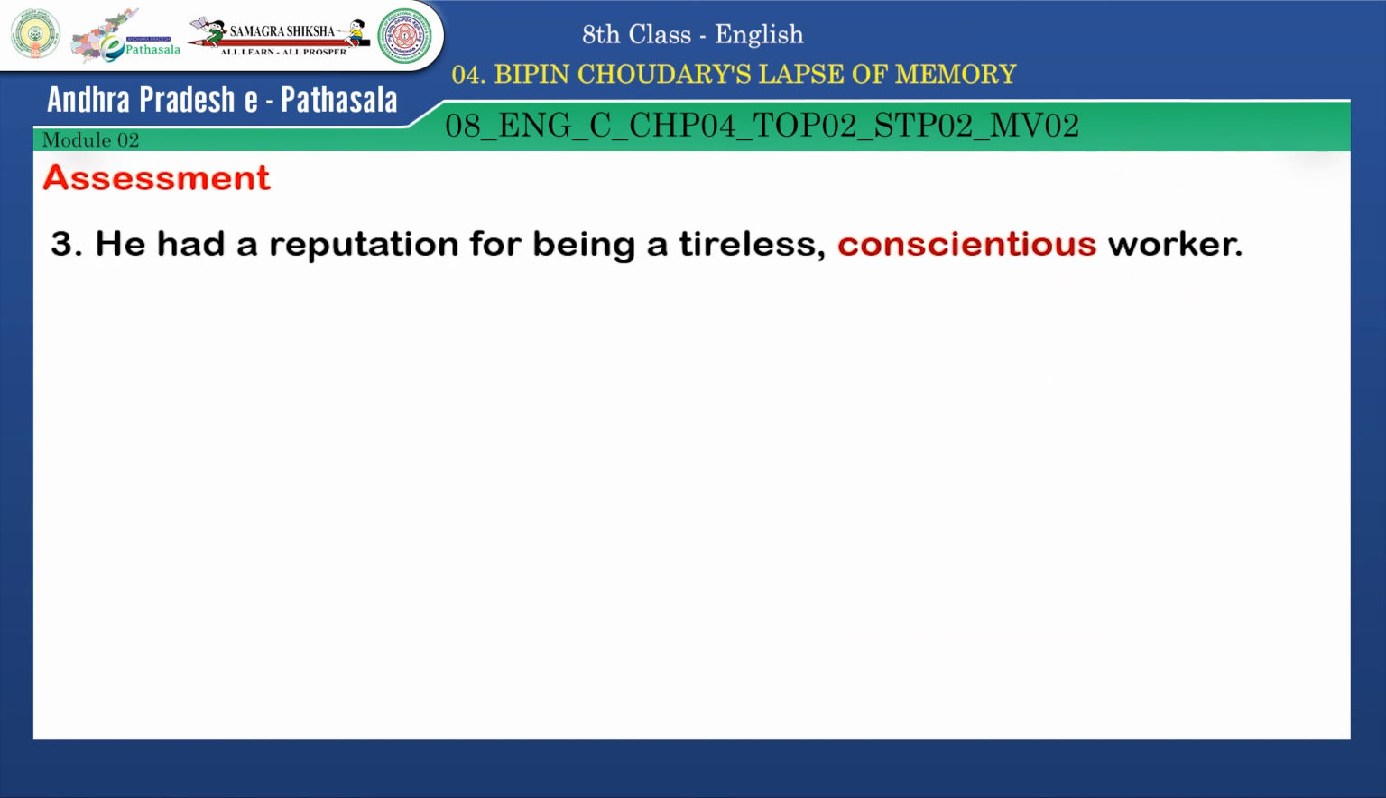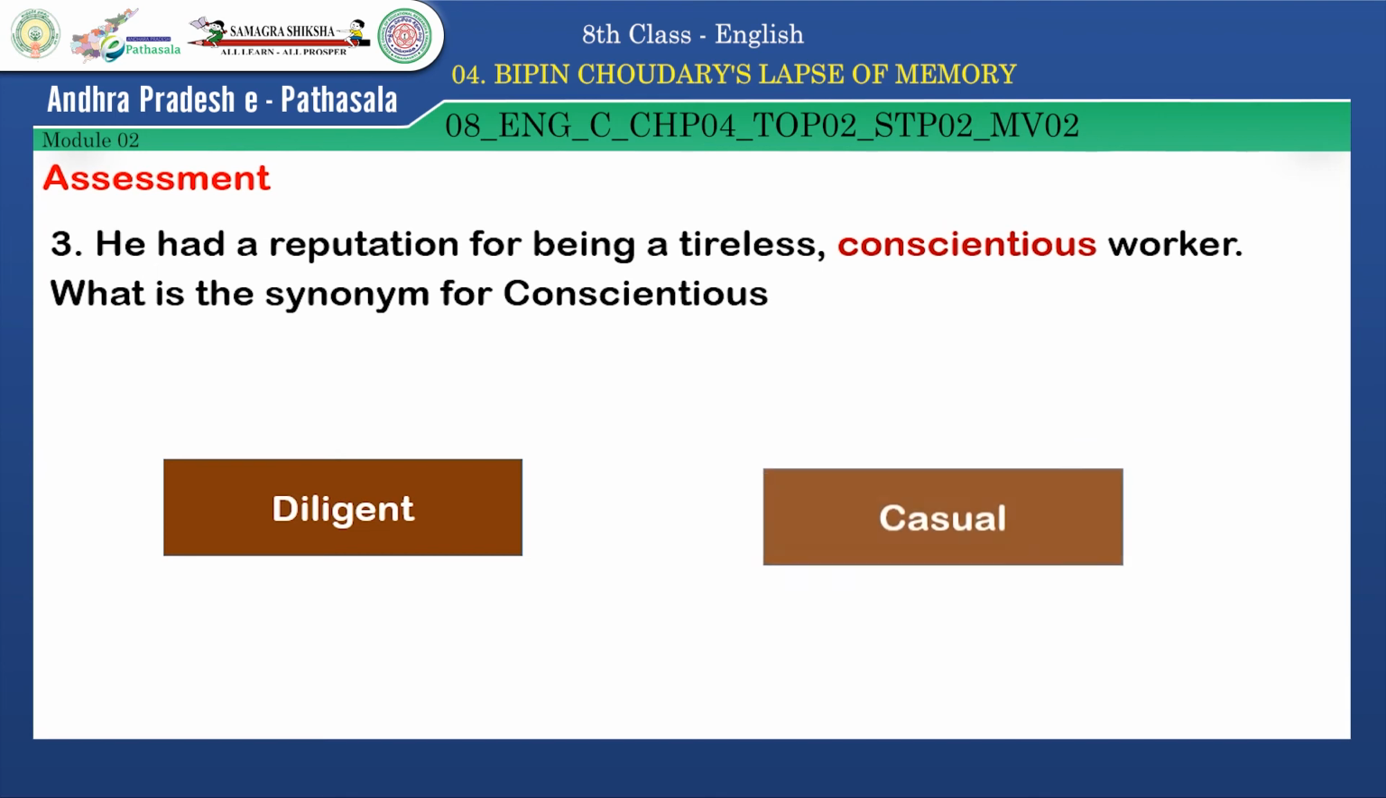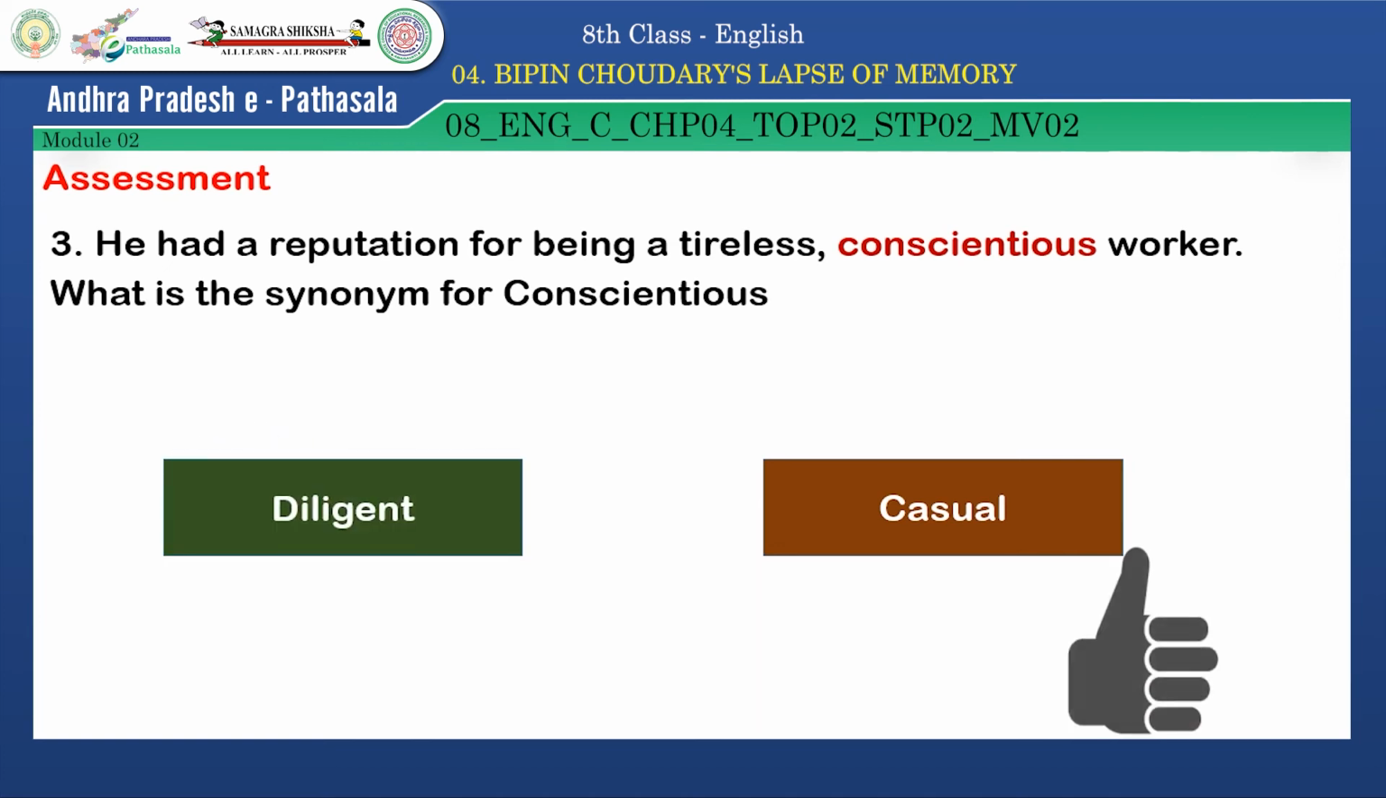Next question. He had a reputation for being a tireless, conscientious worker. What is the synonym for conscientious? Diligent, or casual? Yes, diligent. What does it mean? Very careful, planned, and correct way of working also. So, diligent is the right answer. Well done.